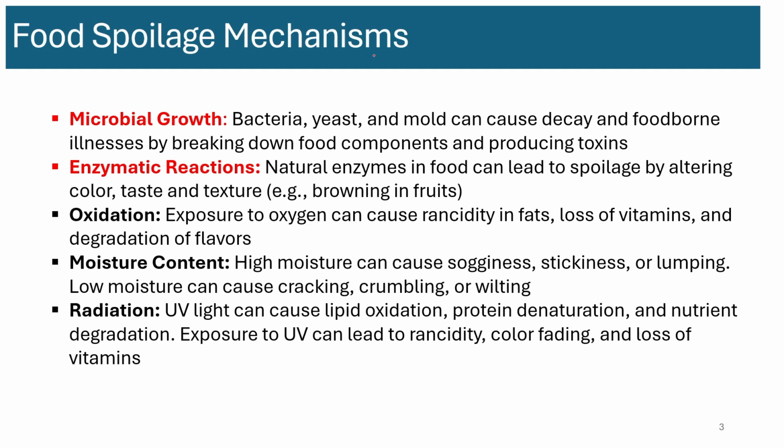The other thing that can accelerate spoilage is moisture. Again, this is primarily affecting the quality, like the texture, so sogginess, stickiness, or lumping, and it's primarily affecting fruits and vegetables. Radiation spoilage, UV light can cause some chemical reaction within the food. For example, lipid oxidation, protein denaturation, and nutrient degradation. It can also lead to fat rancidity, the way in which fat oxidizes. It can also lead to color fading and loss of vitamins. And in cases of wine, it can also degrade the quality of wine really quickly. So that's why a lot of wine coolers have UV blockers on their glass window.